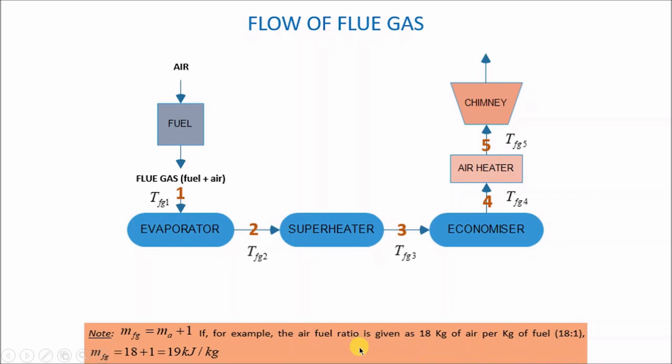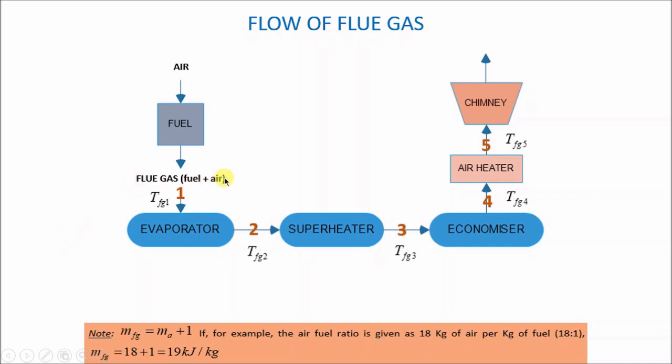Okay, and therefore if you want to know the mass of flue gas, that will be equal to the mass of the air plus the mass of the fuel. In this case, for 18 kilograms of air, you have 1 kilogram of fuel. So the mass of the air is 18 plus the 1 kilogram of fuel. Therefore, the mass of the flue gas that you're going to deal with when you have an air to fuel ratio of 18:1 is going to be 19. Okay, so always remember that the mass of flue gas is equal to the mass of air plus 1 when you are given an air fuel ratio. Really, really important. So now let us look at the flow of the flue gas.